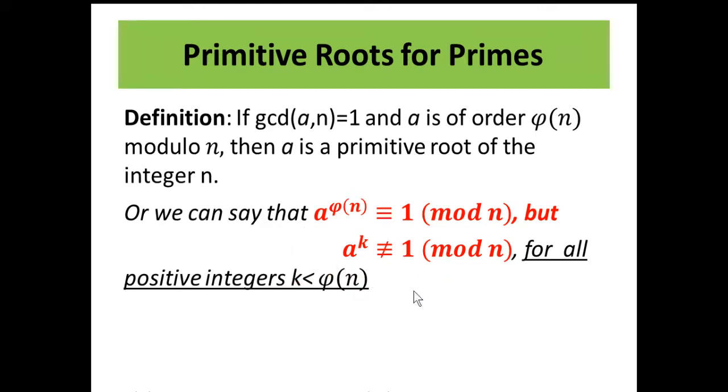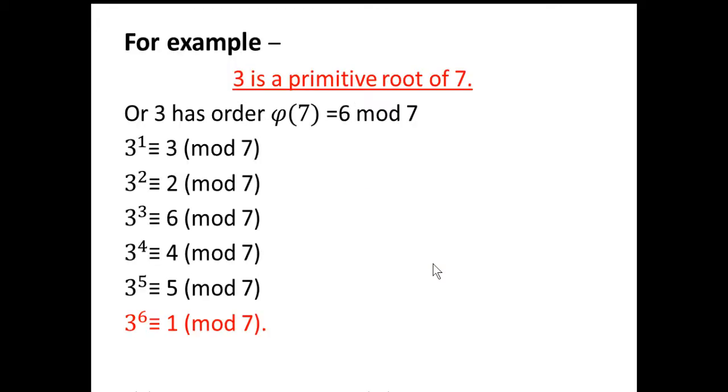So when this holds, then we say that a is a primitive root of the integer n, meaning a has order phi n. So here 3 is a primitive root of 7. You can see that phi of 7 is 6, because 7 is prime, and 3 has order 6.